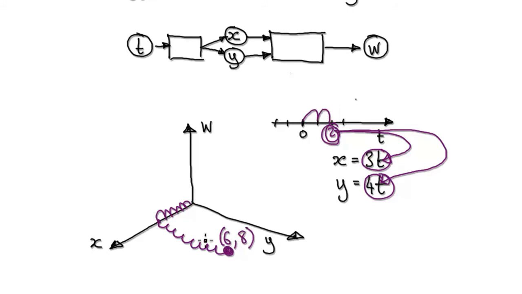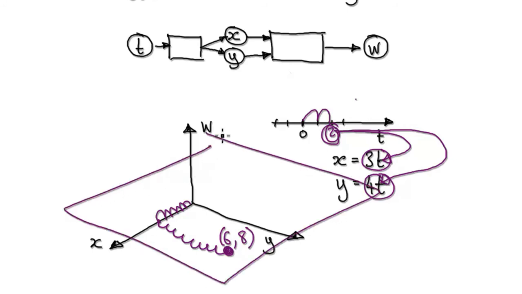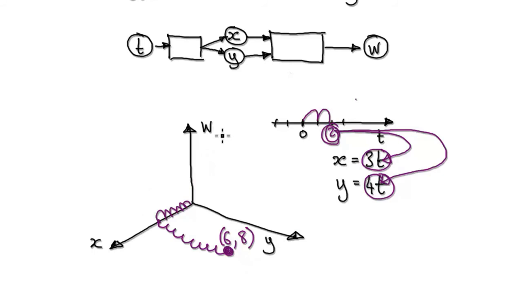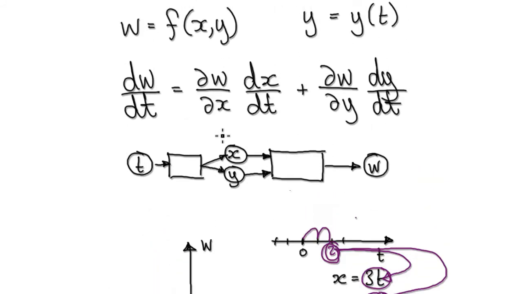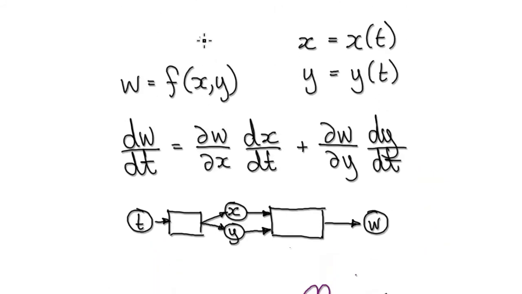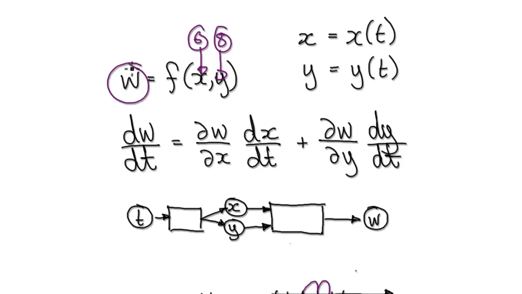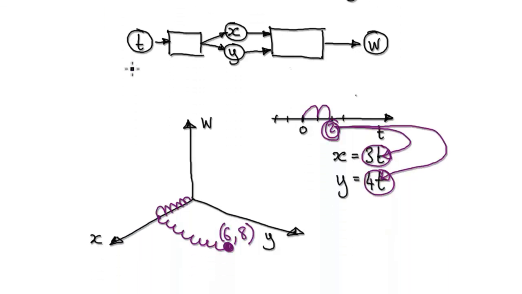So remember, x and y represents our domain plane. It just represents our domain. So when you put 6 and 8 into a function, it will then jump to a height of w. So let's just imagine this has a height of 10.